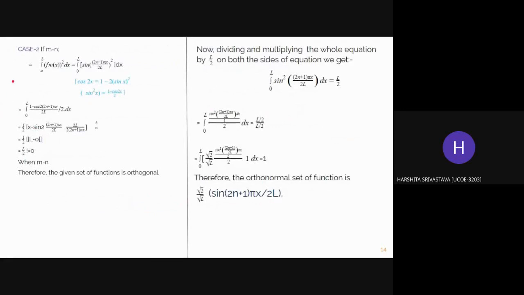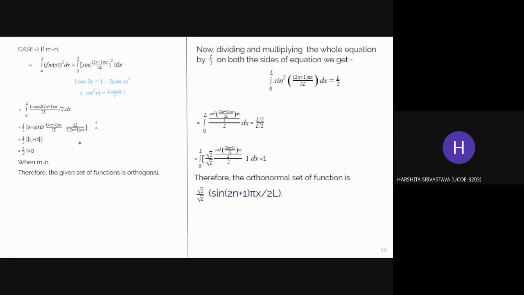That is, integration from a to b of (fm x) the whole square dx is equal to integration from 0 to L of sine (2n plus 1) pi x upon 2L the whole square dx. Now, by the formula of trigonometry, we can say that cos 2x is equal to 1 minus 2 sine square x. So, by transposing sine square x, what we get is (1 minus cos 2x) by 2. Now, applying that in this question, we get the integral from 0 to L of (1 minus cos 2 into (2n plus 1) pi x upon 2L) upon 2 dx.